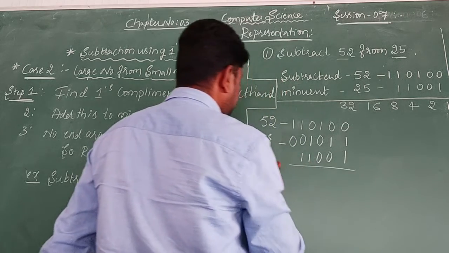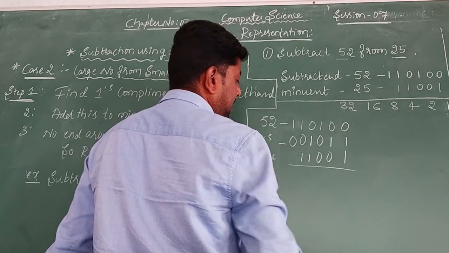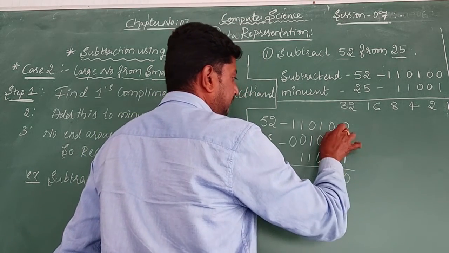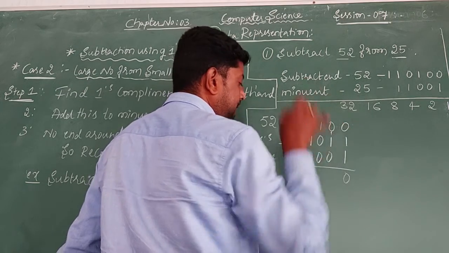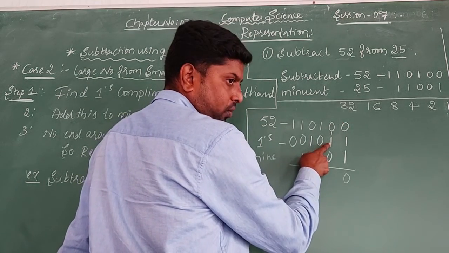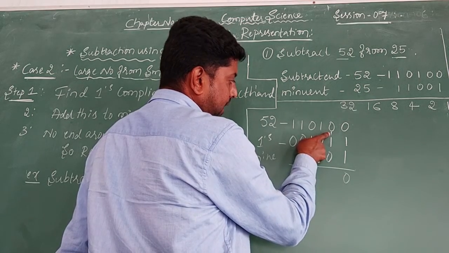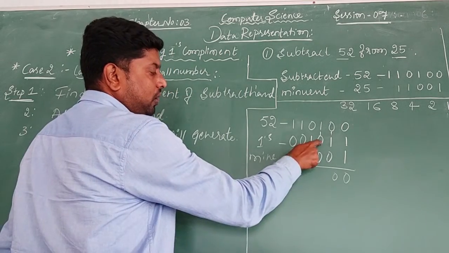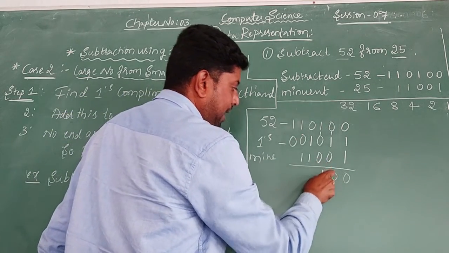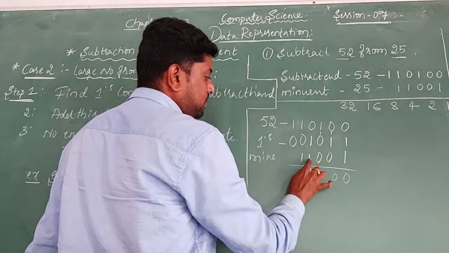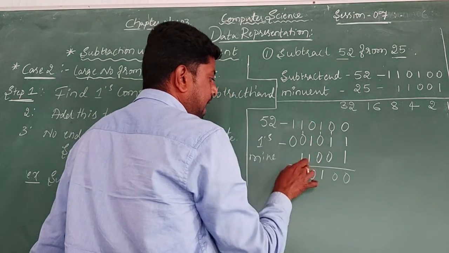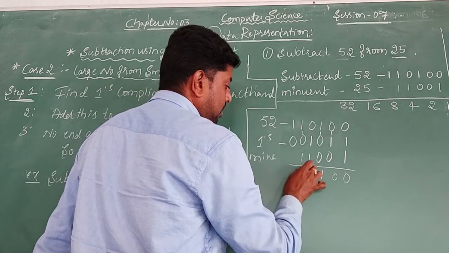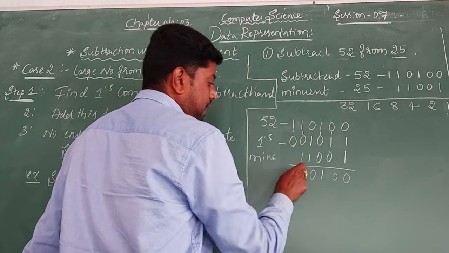11001. Then this becomes the minuend. See here, then add these two. 1 plus 1 is 0, end around carry, the carry will be 1. 0 plus 1 is 1. 1 plus 1 is 0, carry 1 again. Carry will generate again, 1. 0 plus 0 is 0. 0 plus 1 is 1. Then like that, 1 plus 1 is 0, carry will generate, and 0 plus 1 is 1, 1 plus 1 is 0, carry, then carry will generate, 0 plus 1 is 1.